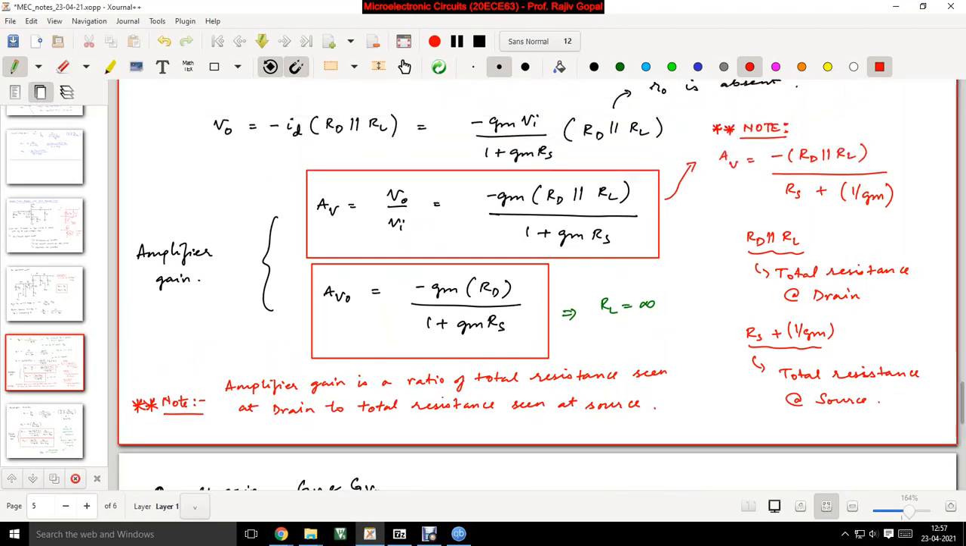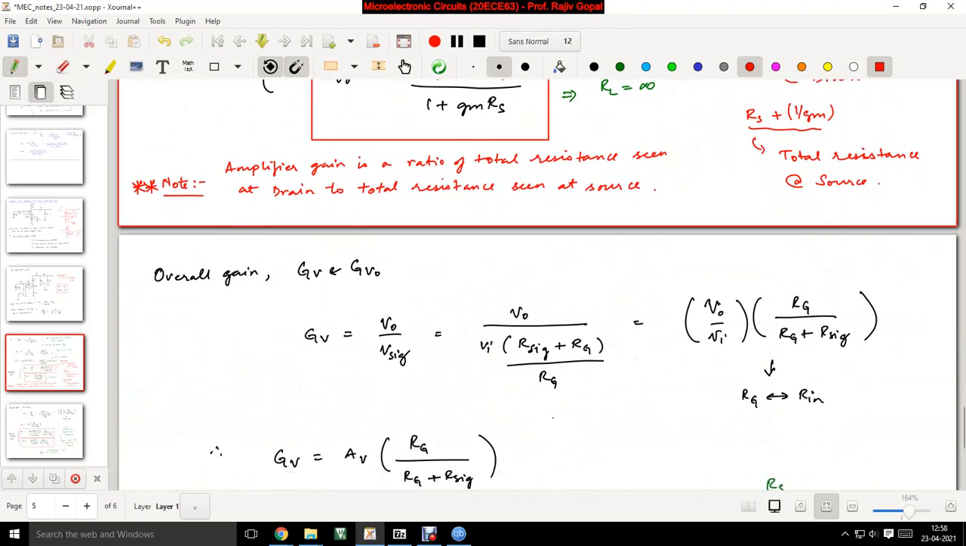This is a very easy way to remember. If you suddenly forget the gain of a common source amplifier, you see all the resistance at the drain side, add them up. You see all the resistance at the source side, add them up, take the ratio of them, drain to source, and put a minus sign. That will give you the amplifier gain. This is the amplifier gain of the MOSFET, not overall gain. This is V naught by Vi, not V naught by V signal. For V naught by V signal, this relation you have to understand.